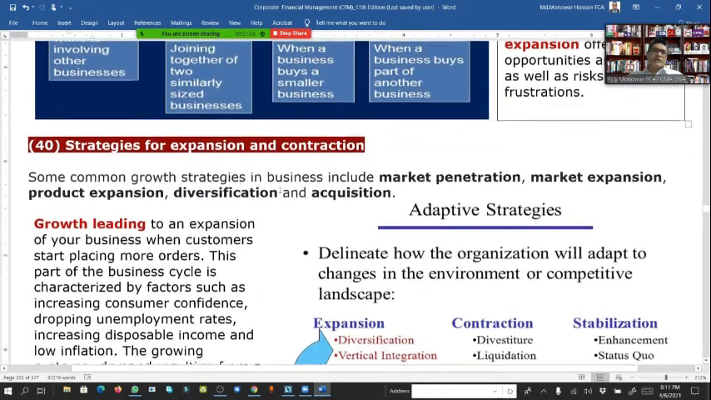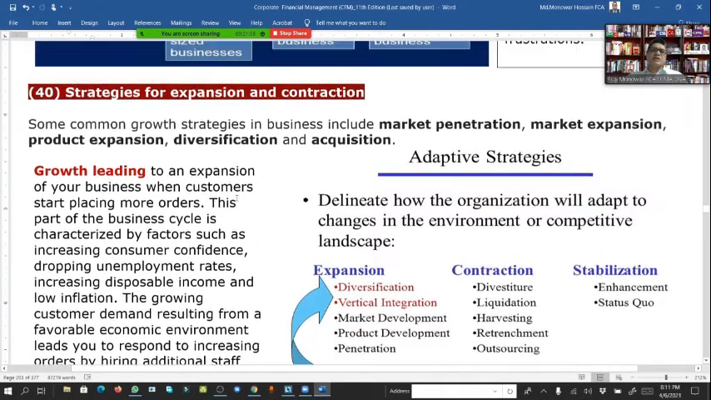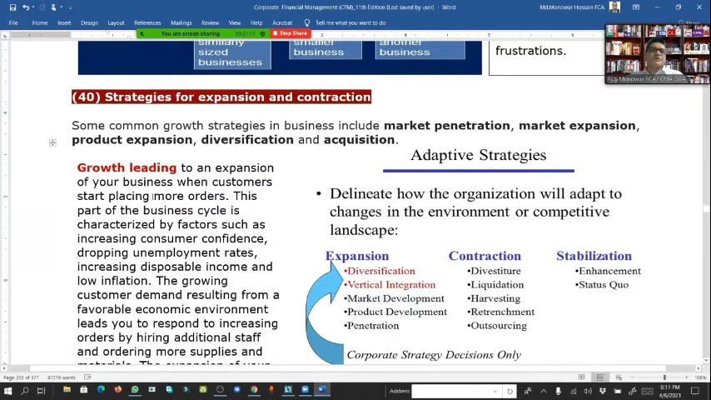If we look at expansion strategy, some common growth strategies in business include market penetration, market expansion, product expansion, diversification, and acquisition. These are the different types of strategy. Growth leads to an expansion in our business, where customers place more orders. This part of the business cycle is characterized by factors such as increasing consumer confidence.